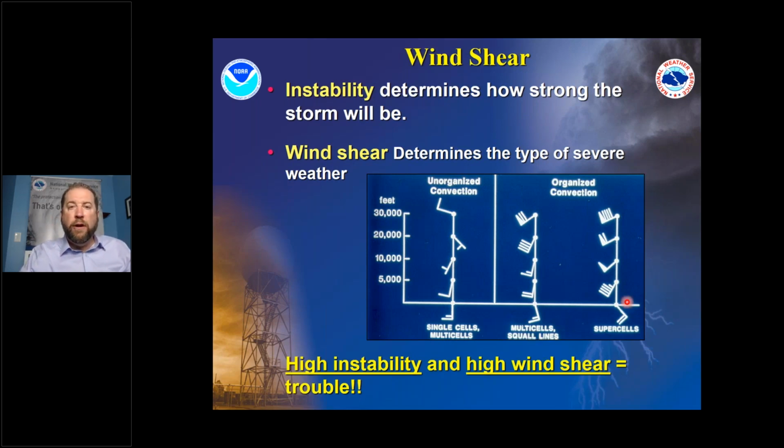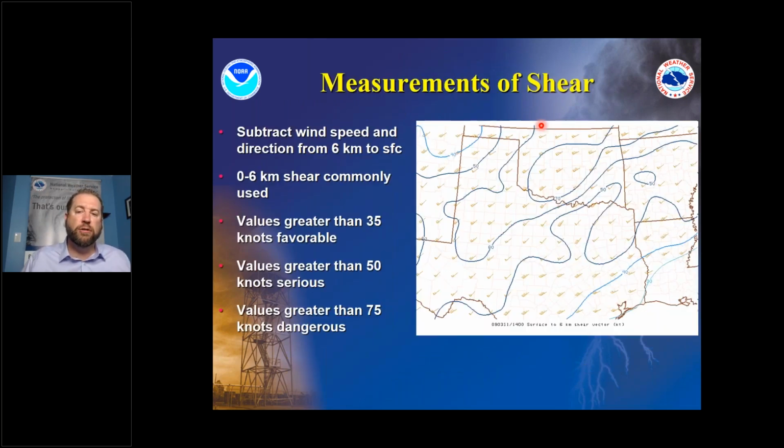And at the far, far end, if you have a lot of instability and a lot of shear, you can get supercells, where it's its own storm. It just plows through and it can last a long, long time. That's where we can get the largest hail and the best chance for tornadoes.